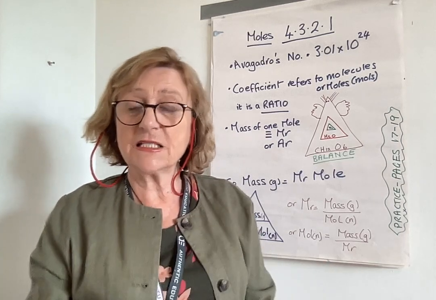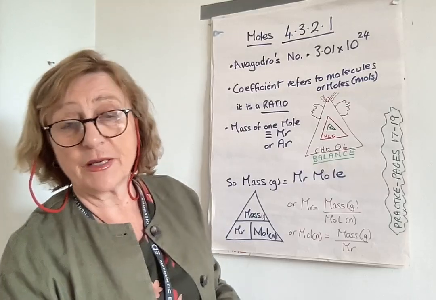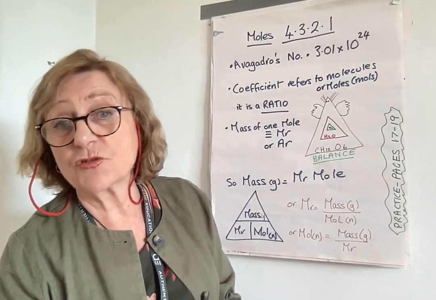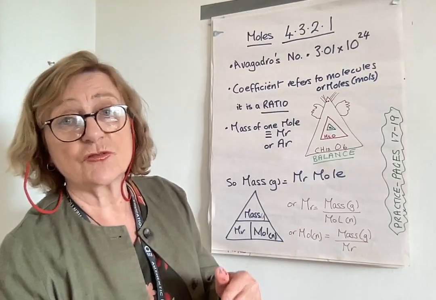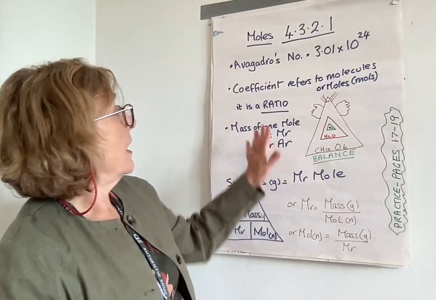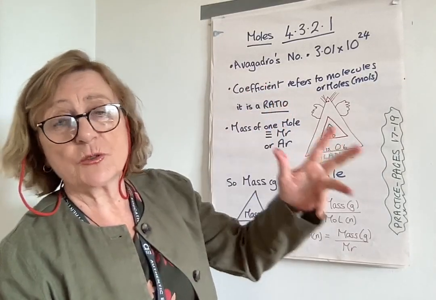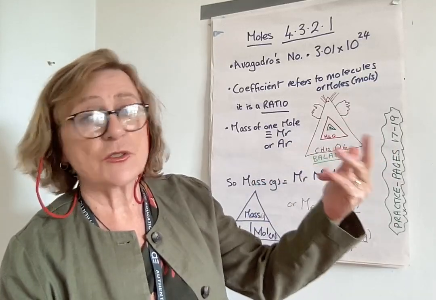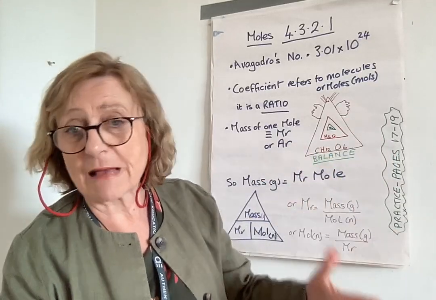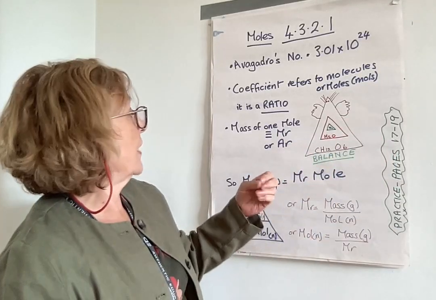And we relate it all to carbon 12, if you remember. Carbon 12 has got 12 in its nucleus. It's got 12 neutrons and protons. It's a ratio. So we're just looking at a ratio. So we could be talking about molecules, we could be talking about moles, we could be talking about grams. It is a ratio, okay?